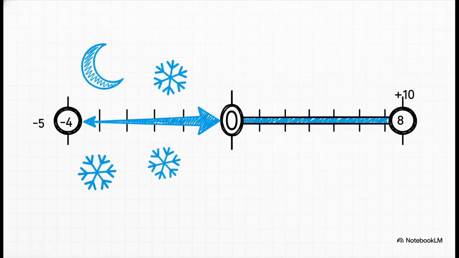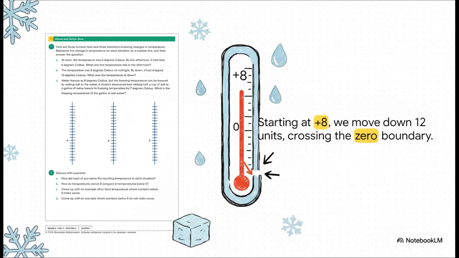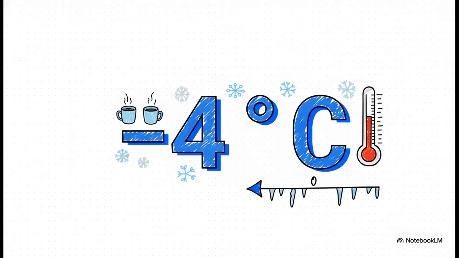Okay, now for something a little trickier. Imagine it's 8 degrees at midnight, and then a big cold front rolls in, making the temperature plummet by 12 degrees. This time, our little journey on the number line is going to take us right across that critical zero boundary. So let's track this drop together. We start at +8. Now, the first 8 degrees of that drop take us right down to the zero mark. That's the freezing point. But we still have 4 more degrees to fall, and that's what pushes us into negative territory. And there we are. We land at -4 degrees Celsius. By dropping 12 degrees from 8, we blew right past the zero line and ended up 4 whole units below it. And that right there is the whole idea of negative numbers in action.